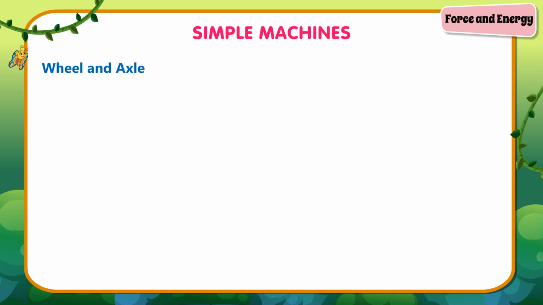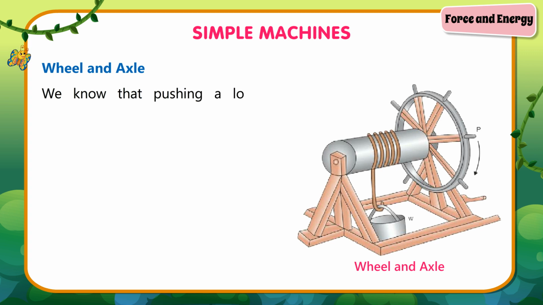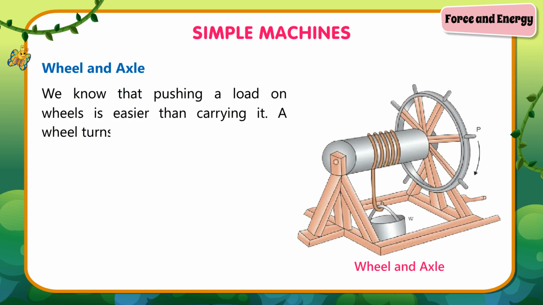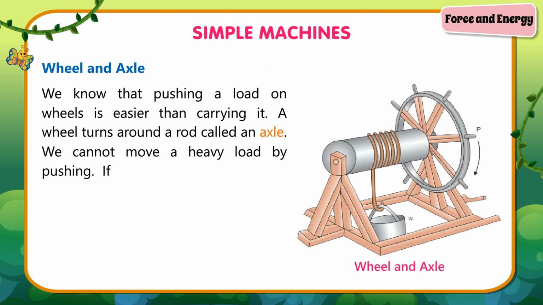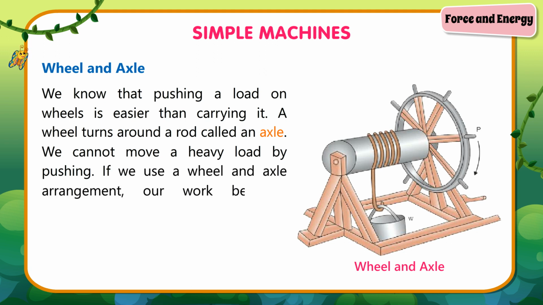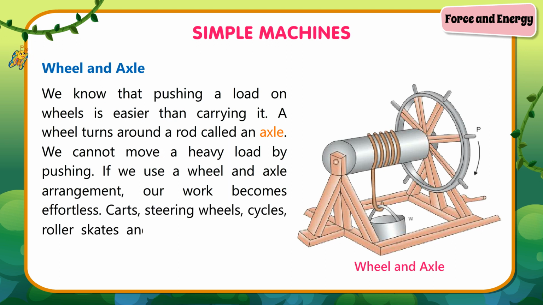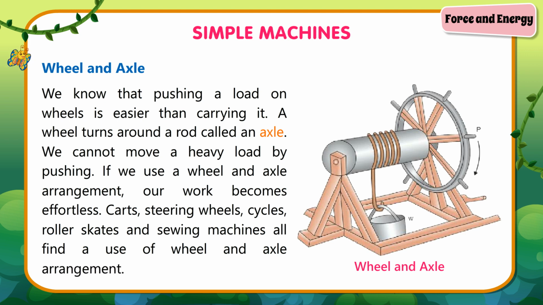Wheel and axle. We know that pushing a load on wheels is easier than carrying it. A wheel turns around a rod called an axle. We cannot move a heavy load by pushing. If we use a wheel and axle arrangement, our work becomes effortless. Carts, steering wheels, cycles, roller skates, and sewing machines all make use of the axle and wheel arrangement.